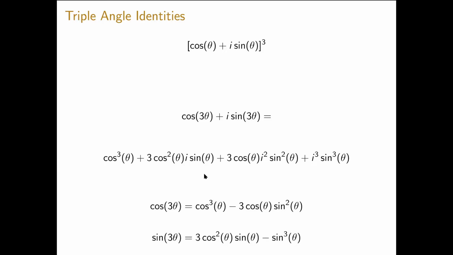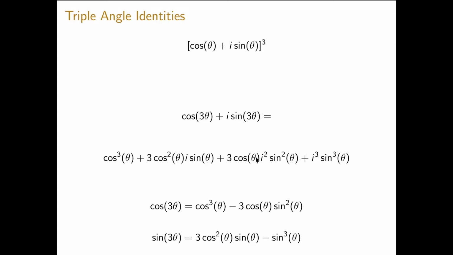I can simplify these based on what is real and what is imaginary on the right side. So cosine cubed theta, that's real. 3 cosine squared theta times i times sine theta, because we're multiplying by 1i here, this is going to be an imaginary term. So I know that can't be equal to cosine 3 theta. How about the next term? 3 cosine theta times i squared times sine squared theta. i squared becomes -1, so now we have no more i's in this third term.